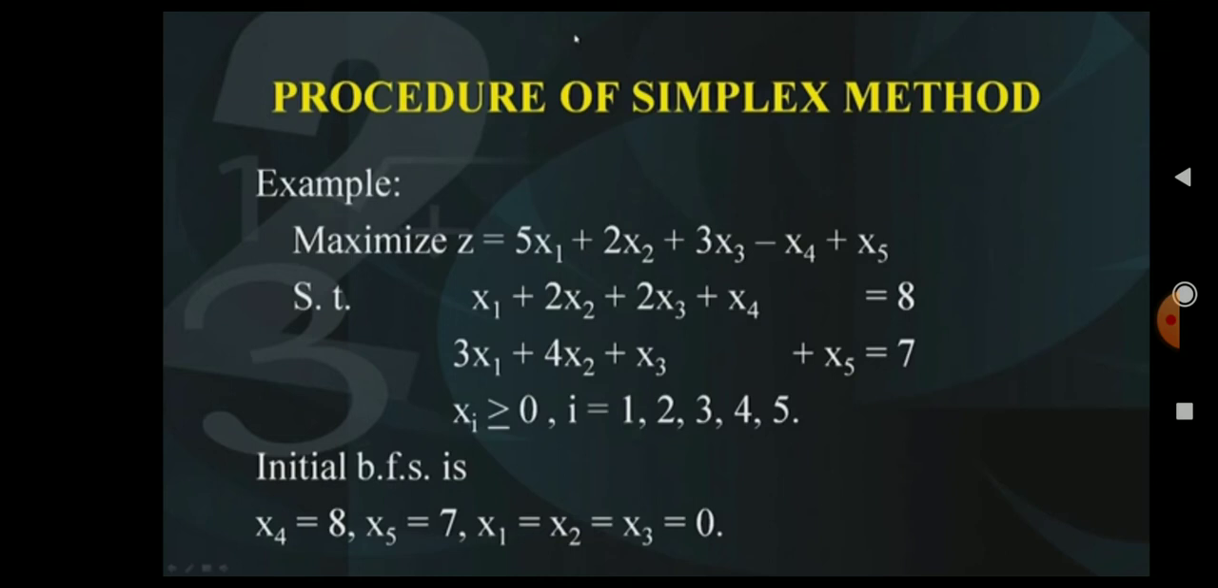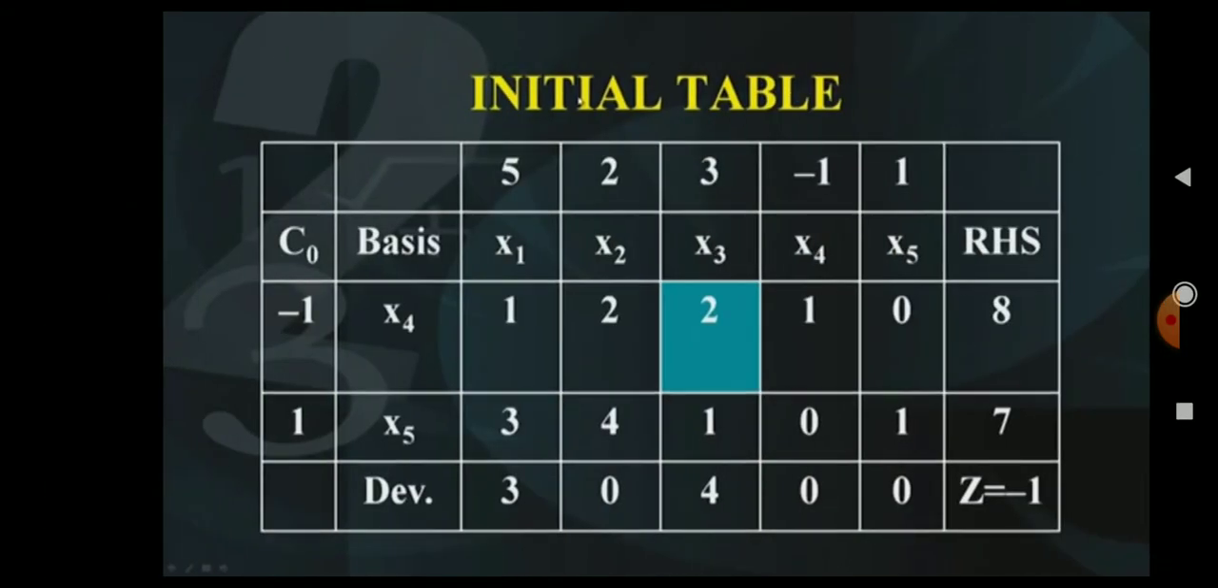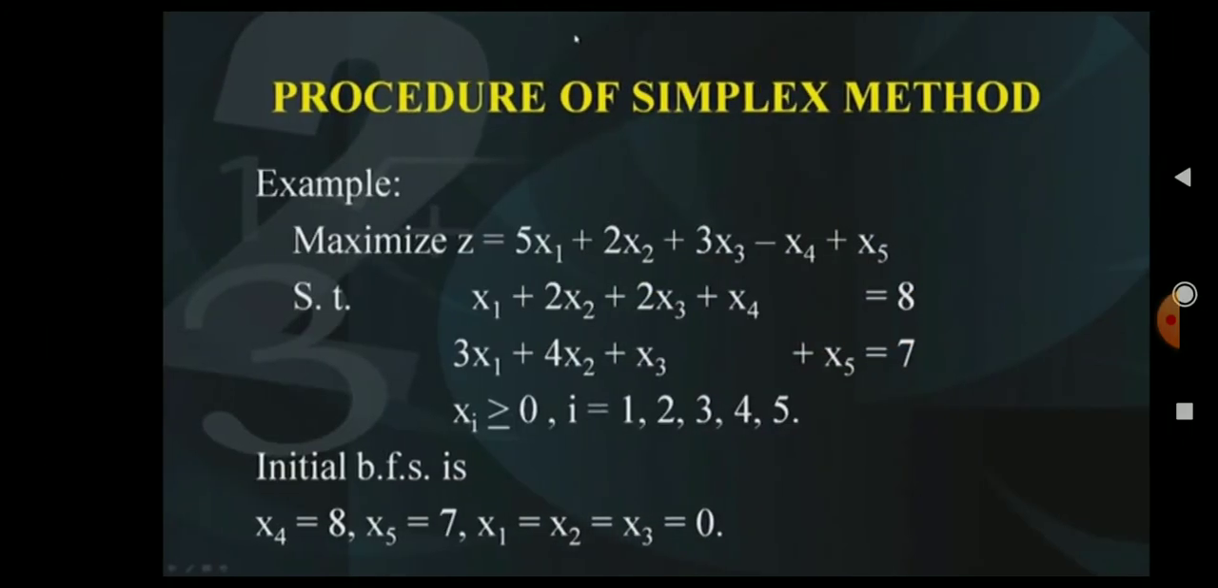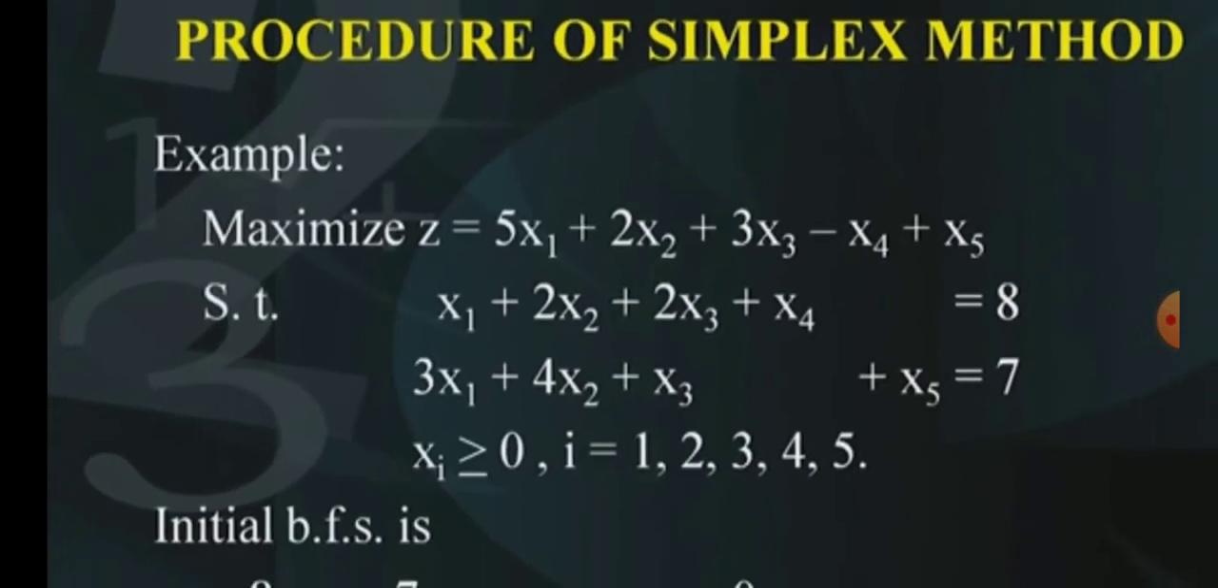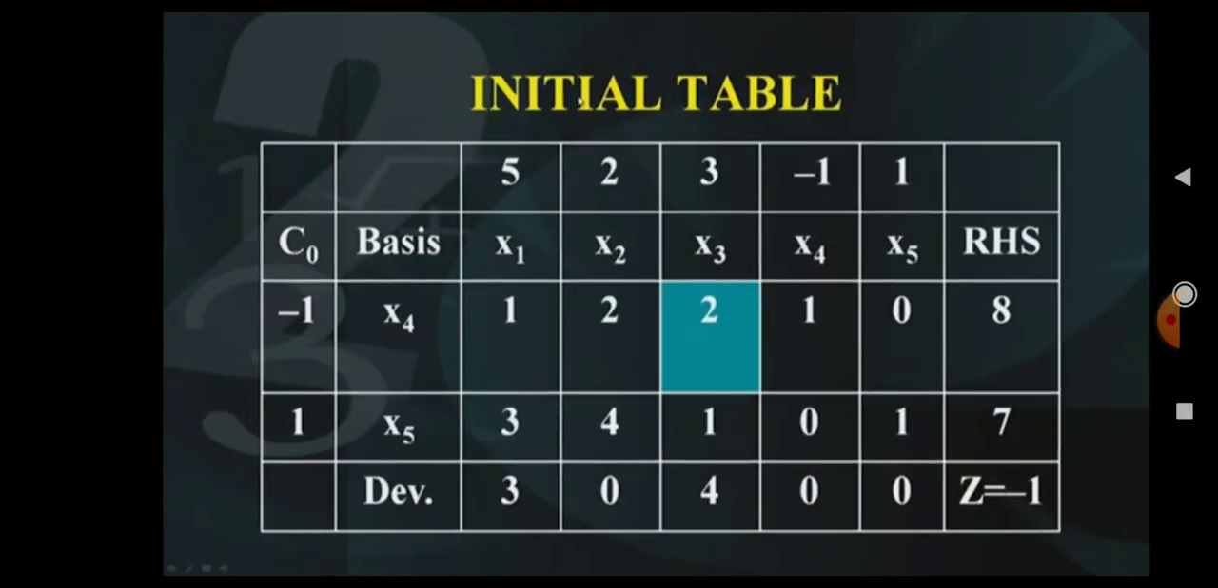Now we have to prepare the initial table. Okay, so in the initial table, in the first row, the coefficients of the variables in the objective function are put. So 5, 2, 3, minus 1 and 1. Look at the objective function here, 5, 2, 3, minus 1 and 1. Now in the second row, C0, basis and the variables, and right hand side. So right hand side you can see 8 and 7.